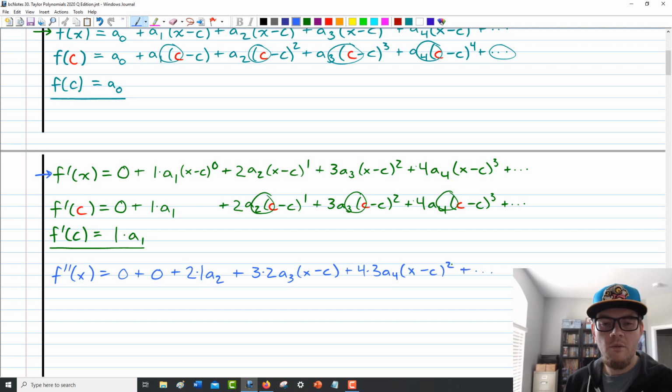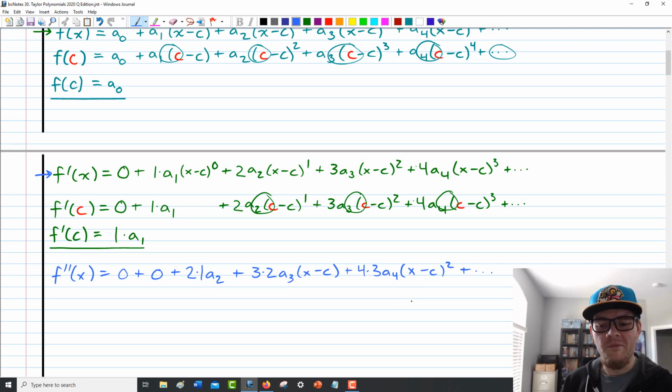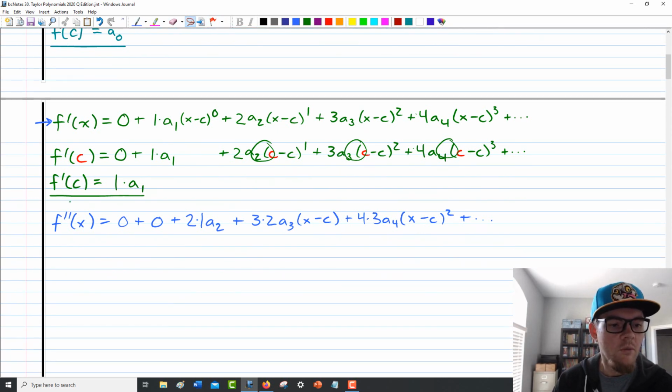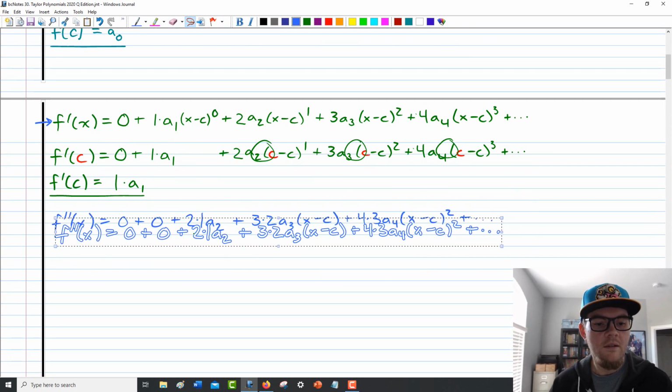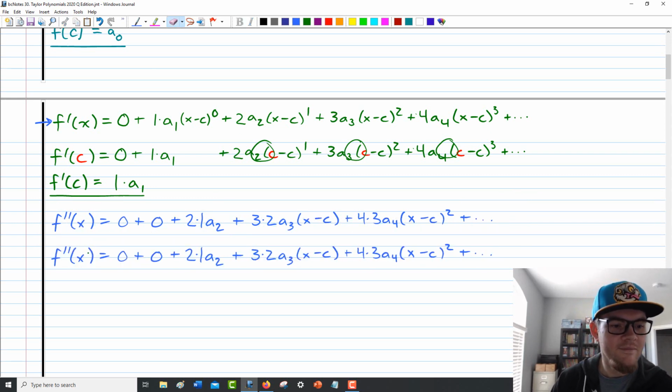And of course, we went to the next term. You can probably even predict what that next term would be. It'd be 5 times 4, a sub 5, x minus c to the third. So we got all that stuff. Why is this helpful? Well, as soon as we have it, we can plug in c, and then we can see what happens. Like, what is the relationship we end up with here?